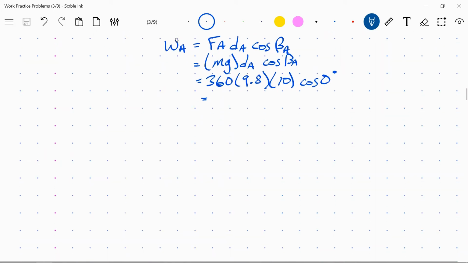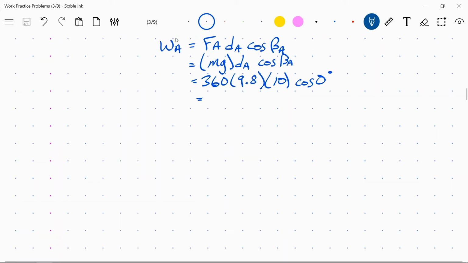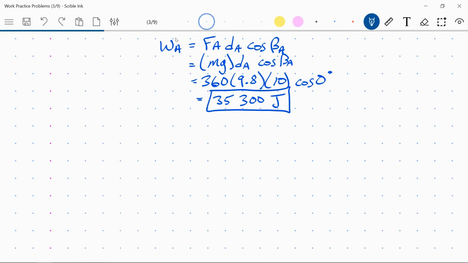I'm just going to record that to 3 significant figures, which is 35,300, and of course the unit of joule. And for those of you who aren't aware of it, my preference for final answers, unless I have a good reason to do otherwise, is 3 significant figures. So that's why I'm rounding it off this way. The 353 are significant, those zeros are not significant.